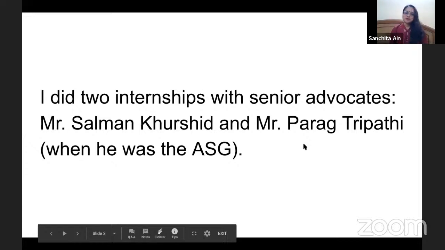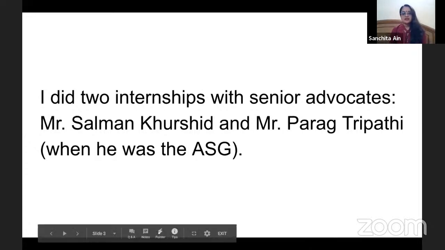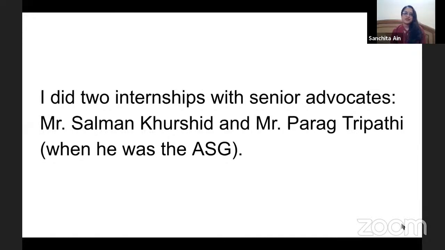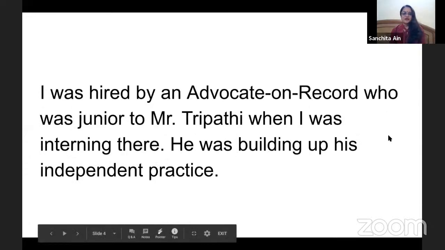I did 2 internships with senior advocates when I was in law school. One was with Mr. Salman Khurshid when I was in second year, and then I did an internship with Mr. Parag Tripathi when I was in my final year. He was ASG at that time, so it was very exciting to work with him and see the kind of cases he was handling and the number of cases that he would handle. So it was a very different experience altogether. Yeah. So after my law school, I went to do an LLM.